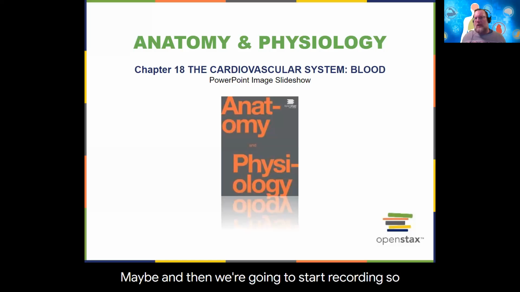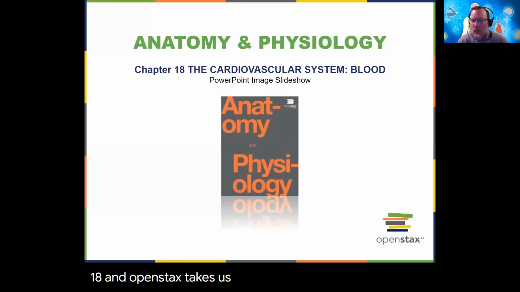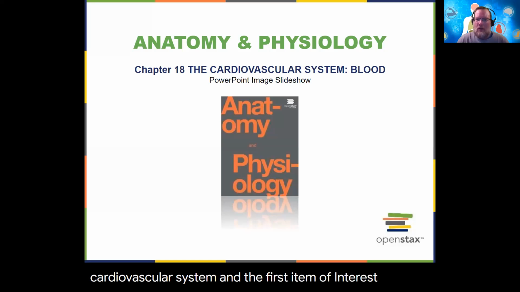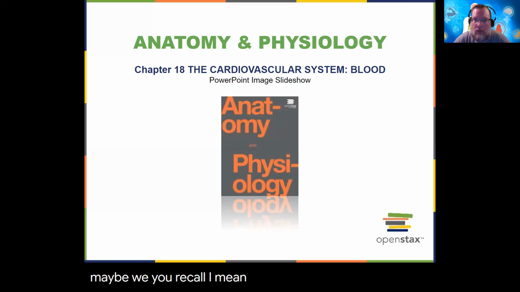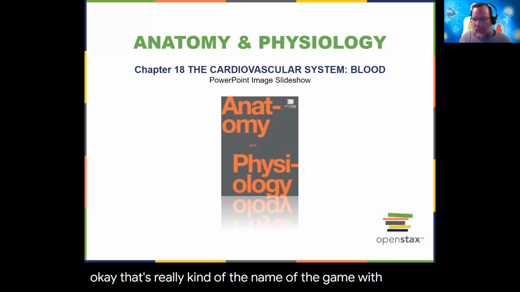Okay, so chapter 18 in OpenStax takes us into the beginnings of the cardiovascular system. And the first item of interest along our journey is going to be blood. You'll remember that blood is a tissue, a connective tissue. And the definition of connective tissue is cells in some sort of matrix. So we are going to see cells in a matrix. That's really the name of the game with this particular system.